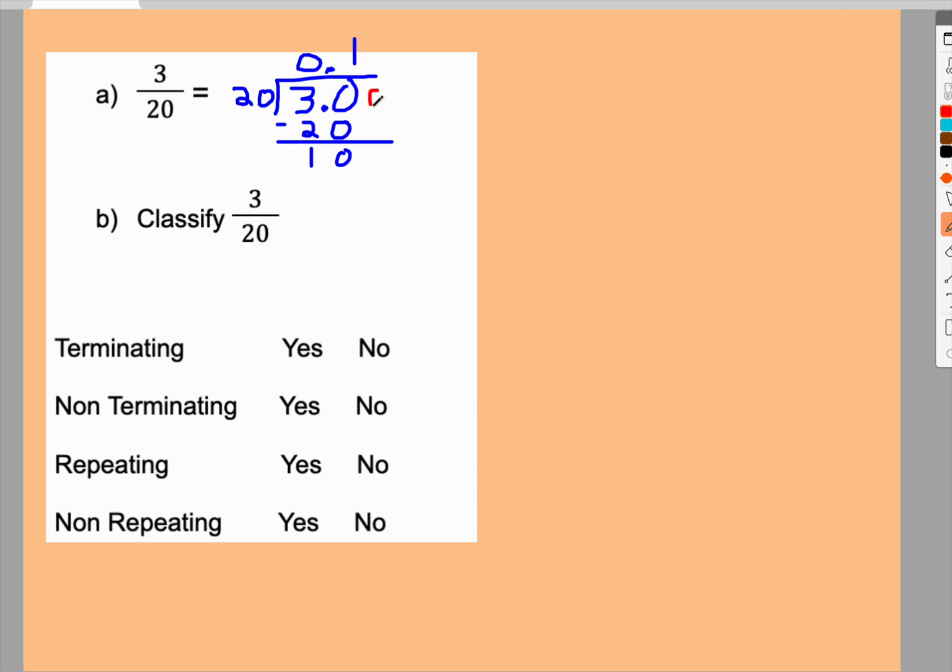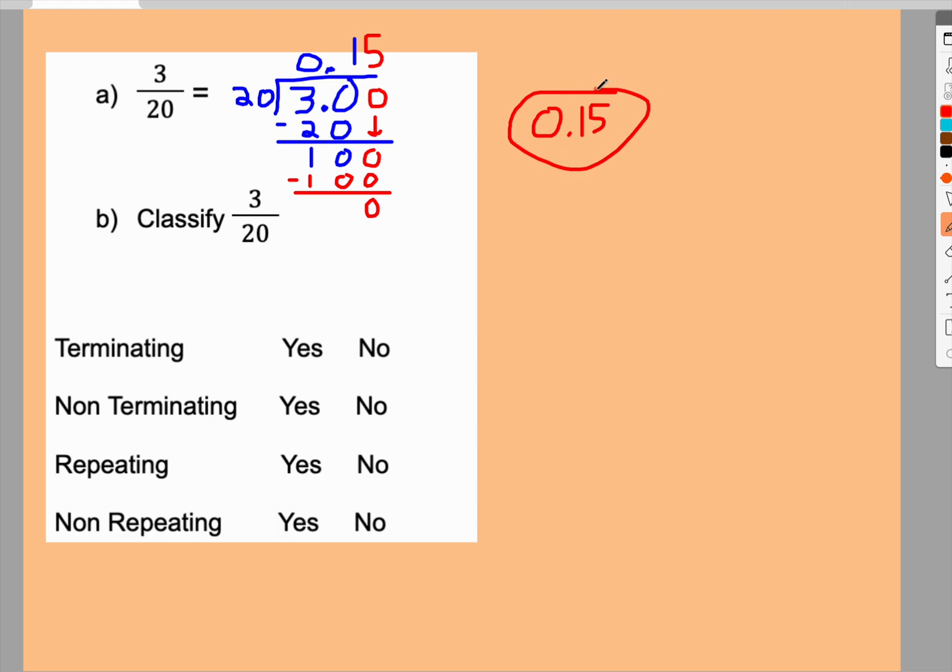I add another 0 here using a different color. Drop it down. 20 goes into 100 5 times. 5 times 20 is 100. Now, if we're not great on those multiplication facts, we can guess. We can count 20, 40, 60, 80, 100, right? I have no remainder now, so my final answer is 0.15 or 15 hundredths.